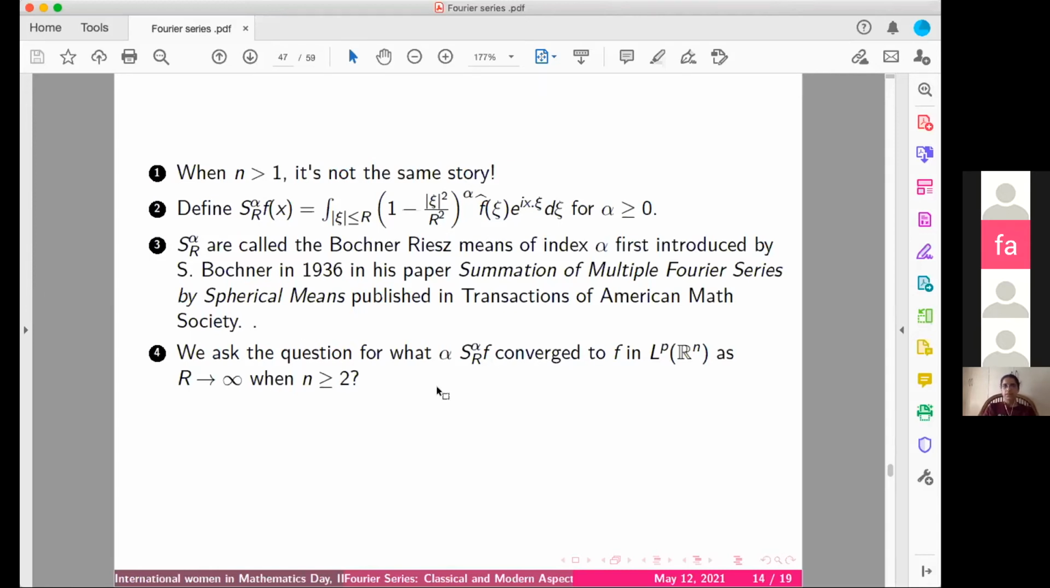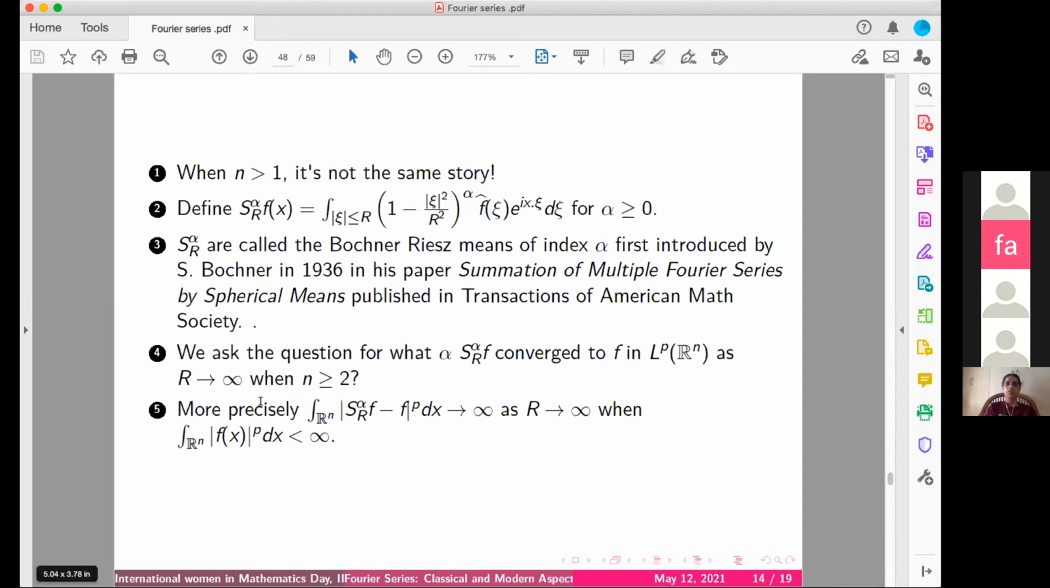So let's ask this question: for what alpha does S_R^alpha of f converge to f in L^p of R^n as R tends to infinity, when n is bigger than or equal to 2? So more precisely, when does this happen? That is, the integral of mod S_R^alpha of f minus f to the p dx goes to 0 as R tends to infinity, whenever this integral is finite.